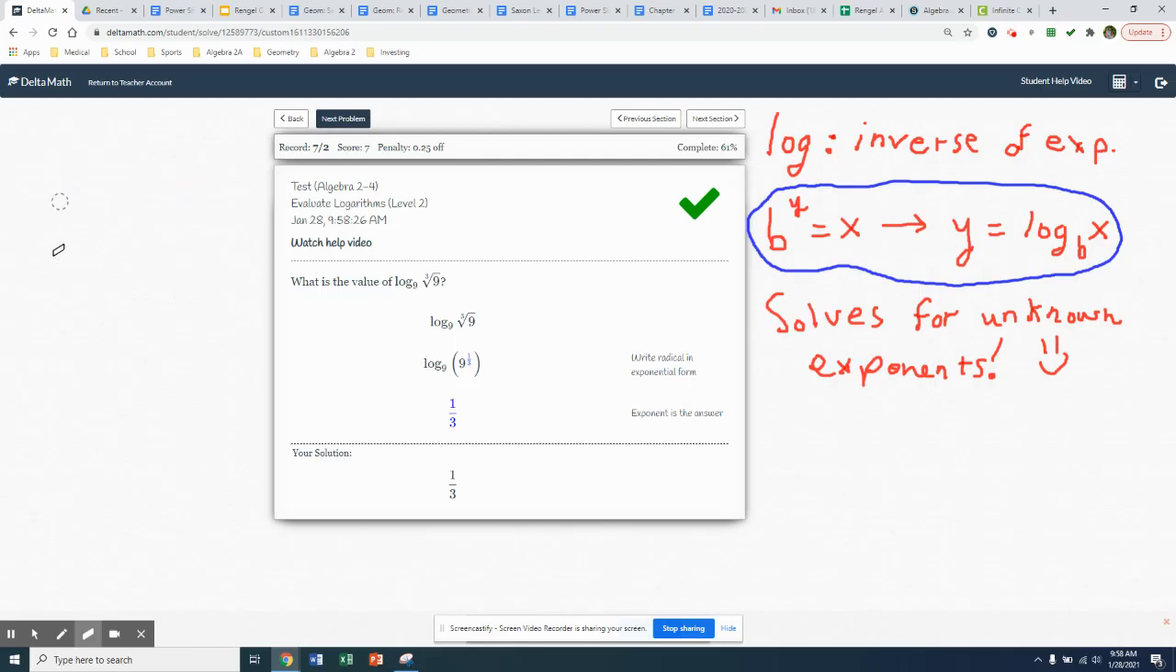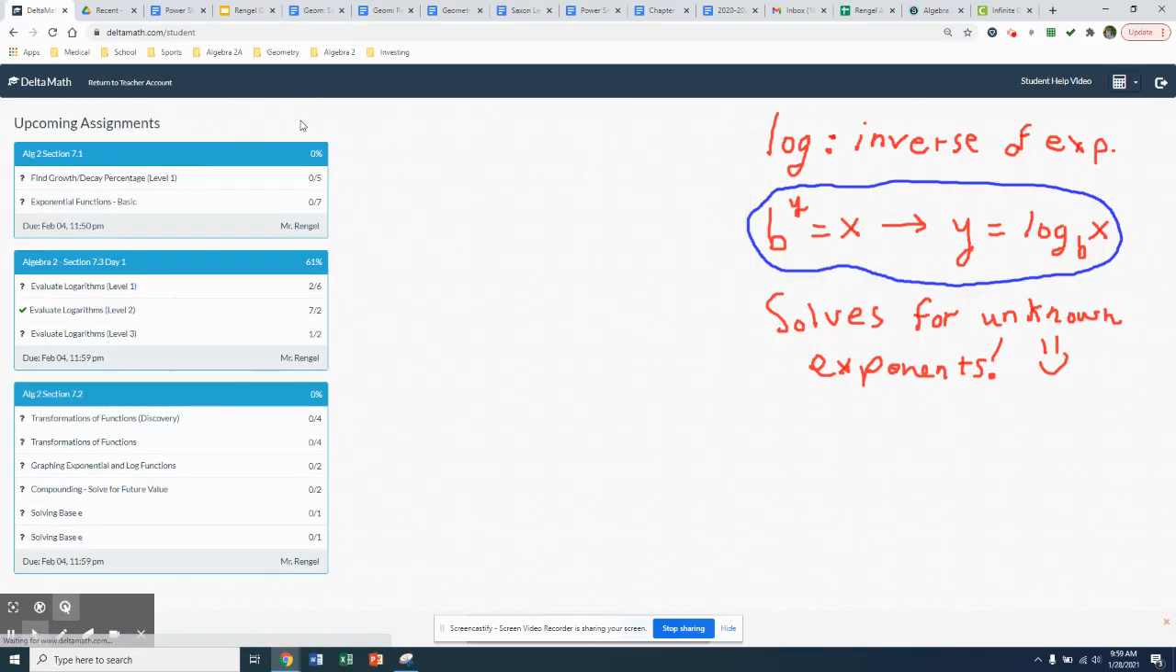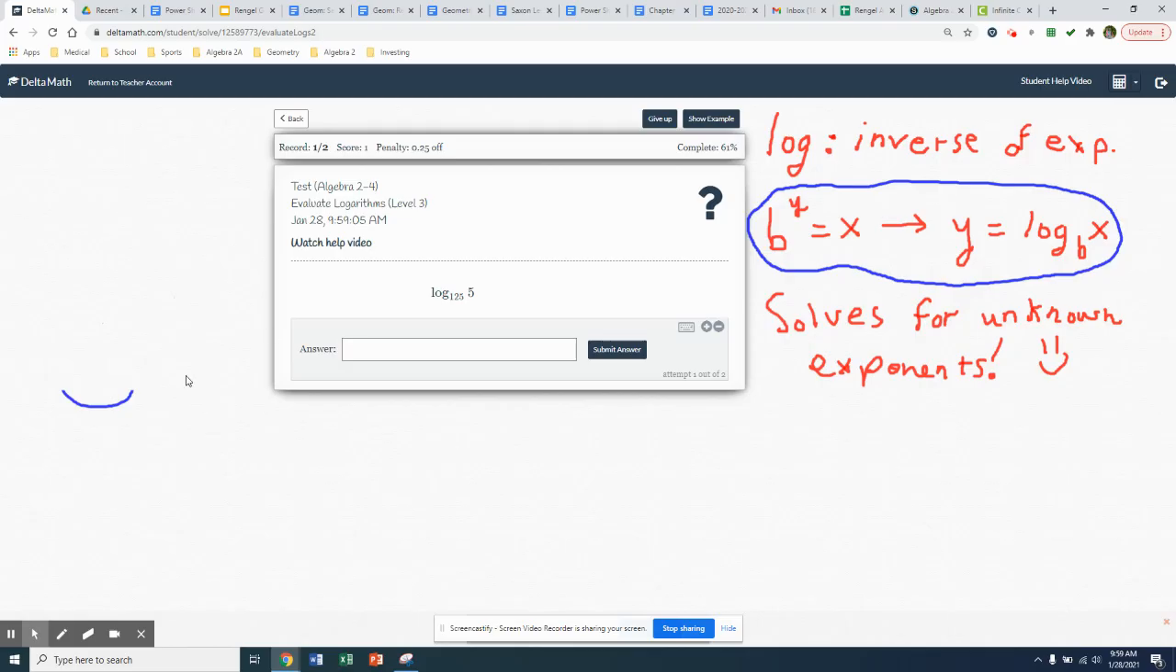Lastly would be level 3, sorry, where we also use our power sheet quite a bit. Log base 125 of 5. So first I'm going to write this as log base 125 of 5 equals y. And the first thing I'm going to do is rewrite this as an exponential. So I'm going to rewrite 125 to some exponent needs to equal 5.